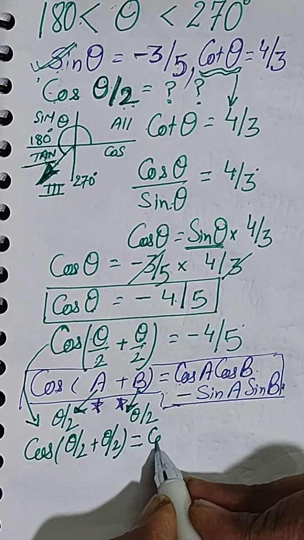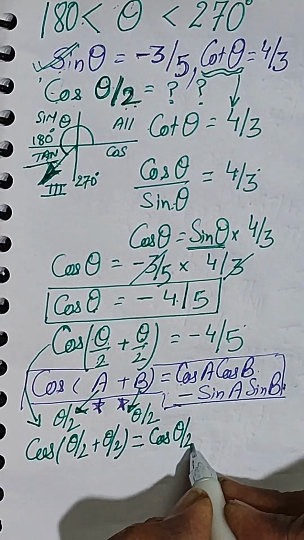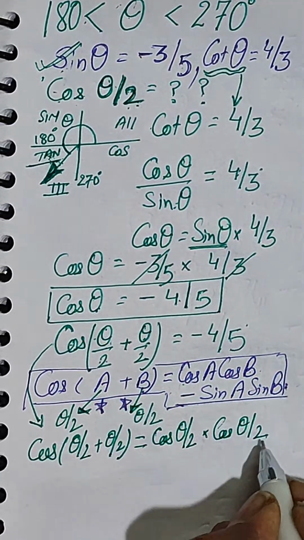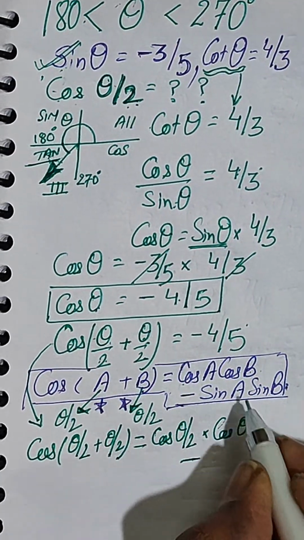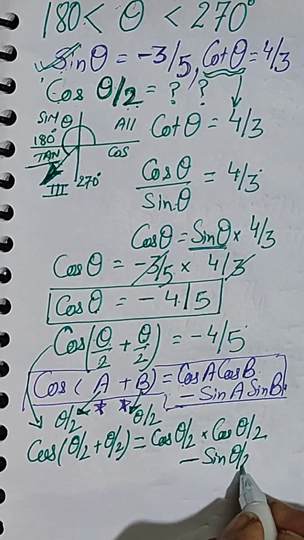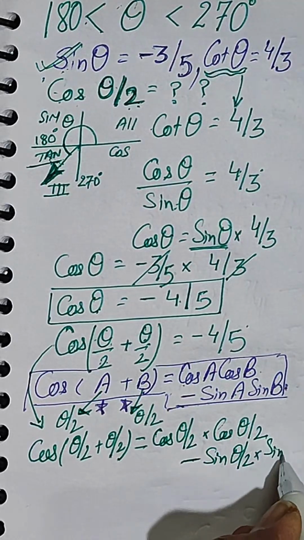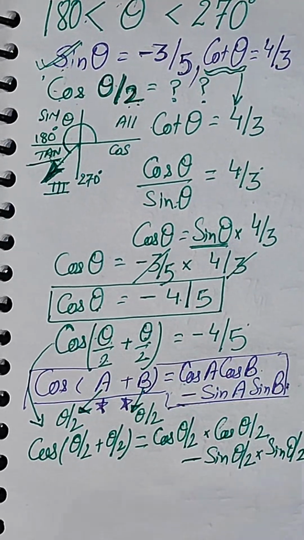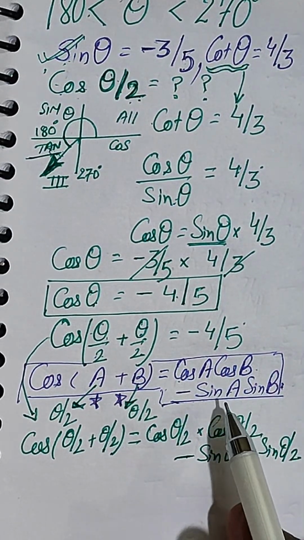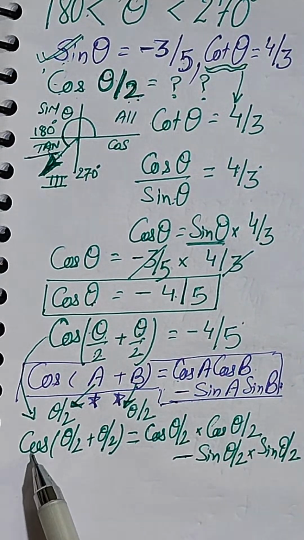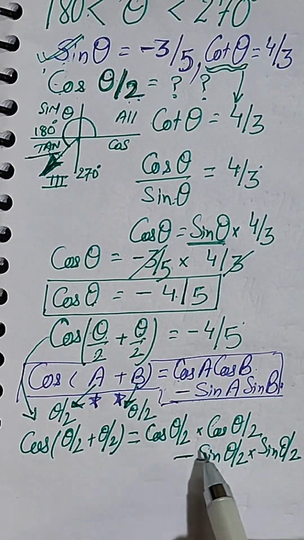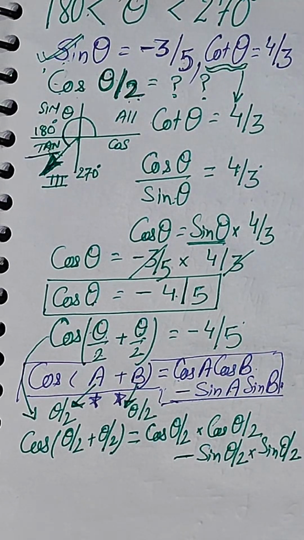That means cos theta by 2 multiplied with cos theta by 2, minus sin a sin b, sin theta by 2 into sin theta by 2, isn't it? We can write it using the above formula. We just expanded cos of theta by 2 plus theta by 2.